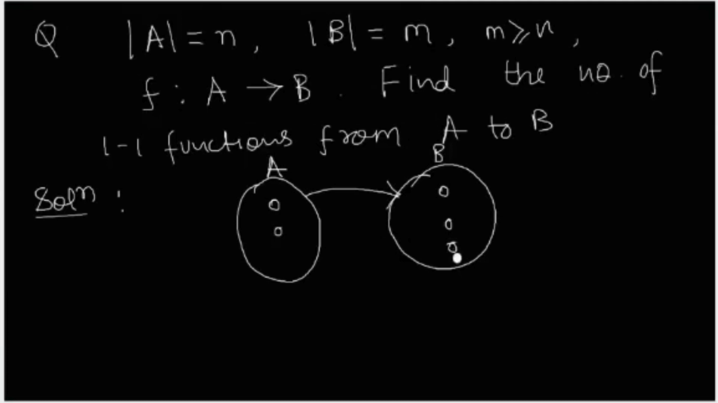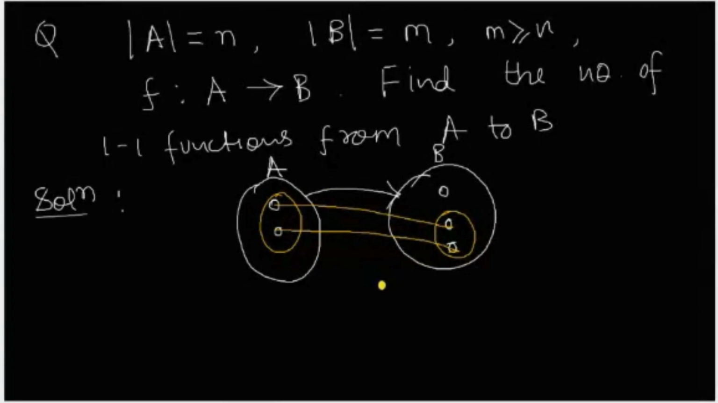Because it's a one-one function, it will look something like, for example, this element gets mapped to this one, and this element gets mapped to this one. Because it's one-one, it's necessary that because there are two elements, they will only get mapped to two elements. It cannot get mapped to one element or three elements. That's important.